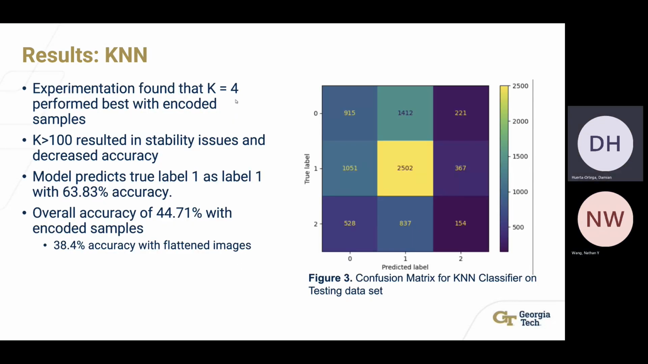KNNs. We experimented with various K values for the majority vote, and we found that K equal to 4 performed the best with our encoded samples again. The model predicts samples that have true label 1 as label 1 with 63.83% accuracy and an overall accuracy of 44.7%, which is an improvement over the 38.4% accuracy that we achieved when implementing KNNs with the flattened images. So you can see it incentivizes the use of the autoencoder and the reduced features to improve our performance and accuracy.